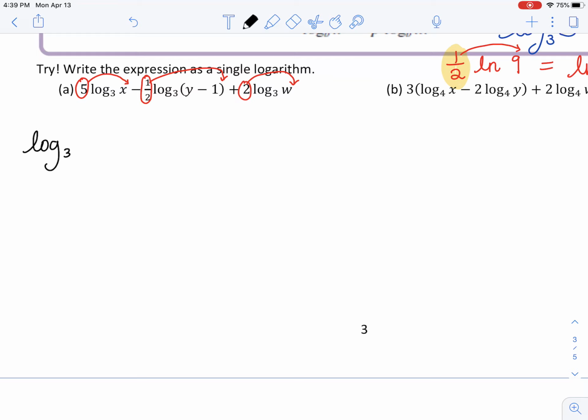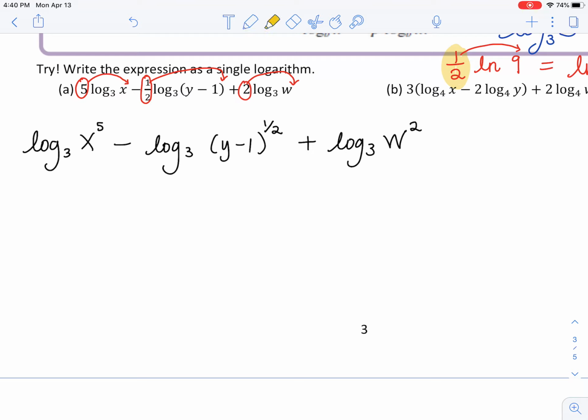So first I get log base 3 of x to the what power? X to the 5th power. Write it small, so that it looks like a superscript. Okay, minus log base 3 of y minus 1 to the what power? 1/2 power. And then plus log base 3 of w to the 2nd power, right? So the first thing that we do is we just send all these coefficients back to the exponent's position, okay?